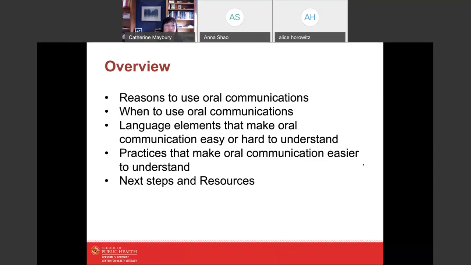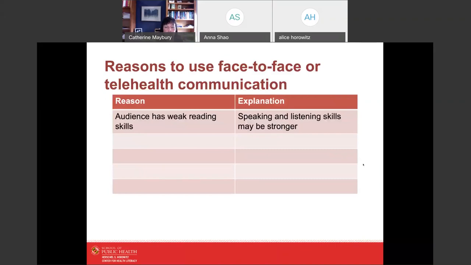So let's get started. We'll talk about reasons to use oral communications. So there's many reasons that we use face-to-face or telehealth communications in our work. So if you know your audience has weak reading skills and they may have stronger speaking and listening skills, oral communication is a better way to provide information than handing them a written material, say a pamphlet.